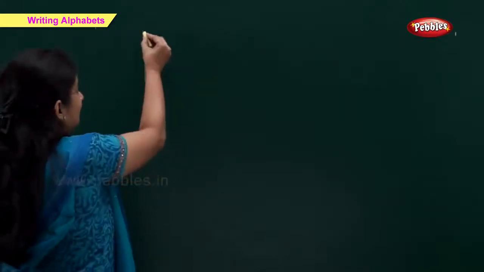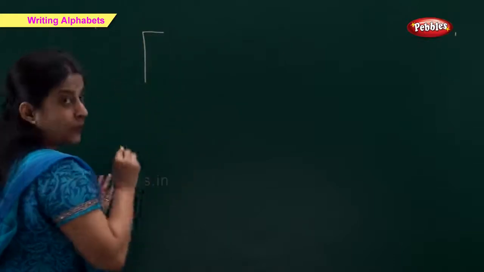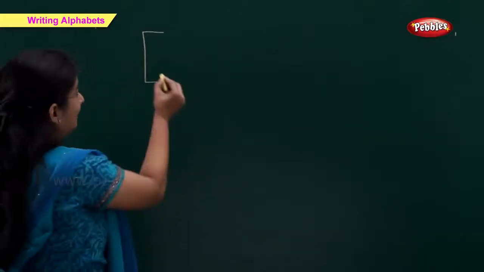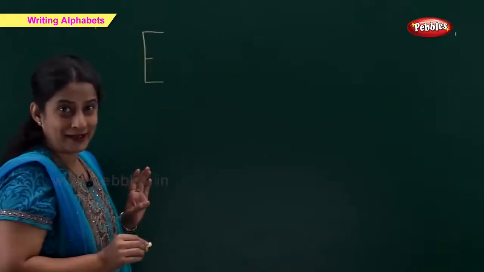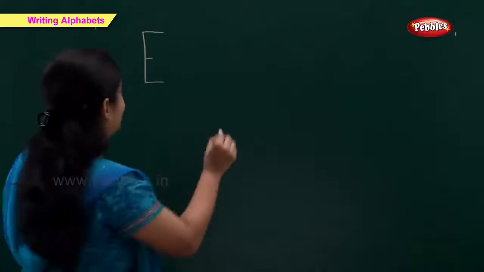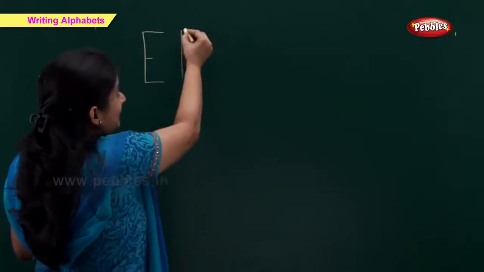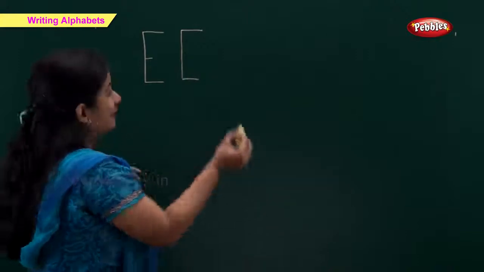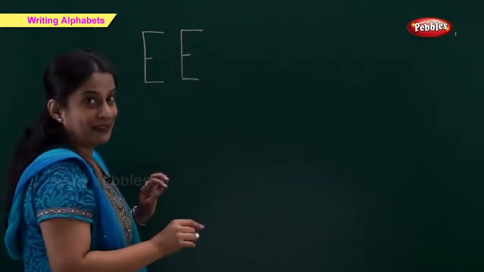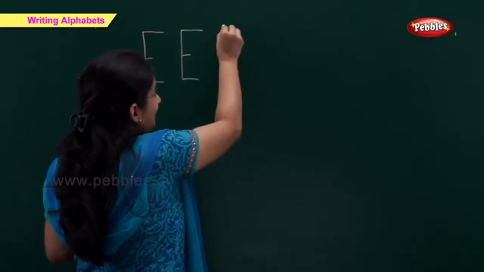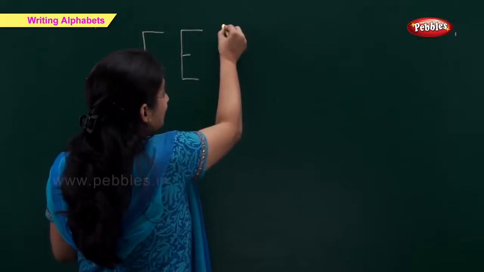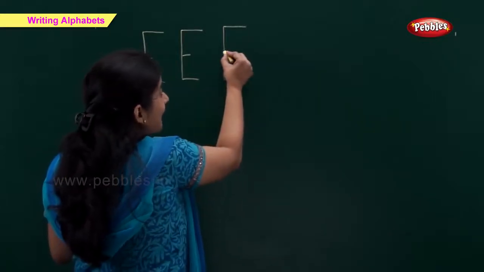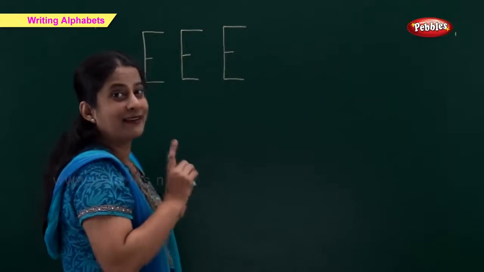Now let's learn how to write E. One standing line, one sleeping line, another sleeping line, and a small sleeping line in between makes E. One standing line, one sleeping line, one more sleeping line, and a small sleeping line makes E. One standing line, one sleeping line, another sleeping line, and a small sleeping line makes alphabet E.